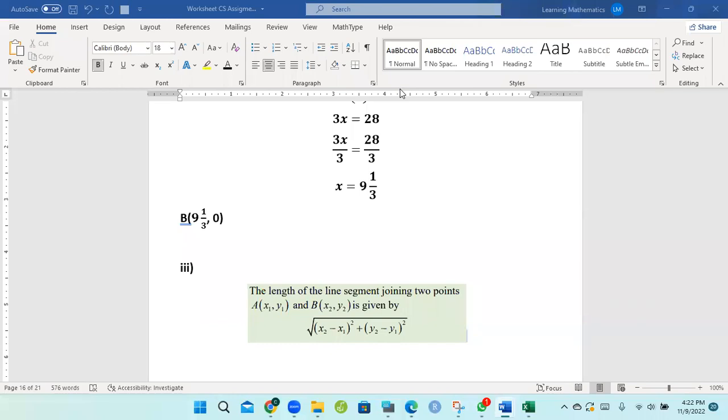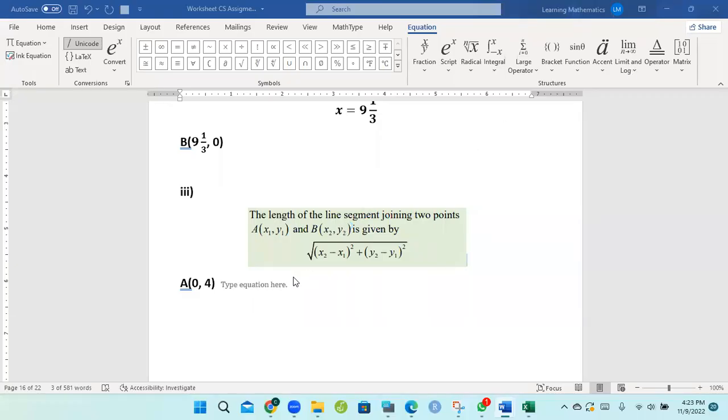So let's refer to point A as point 1, and let's refer to point B as point 2. According to the alphabet, A coming first, B coming after, 1 coming first, 2 coming after. So A is point 1 and B is point 2. A has the x1 and the y1, and B has the x2 and the y2. So therefore, x1 is equal to 0, and y1 is equal to 4.